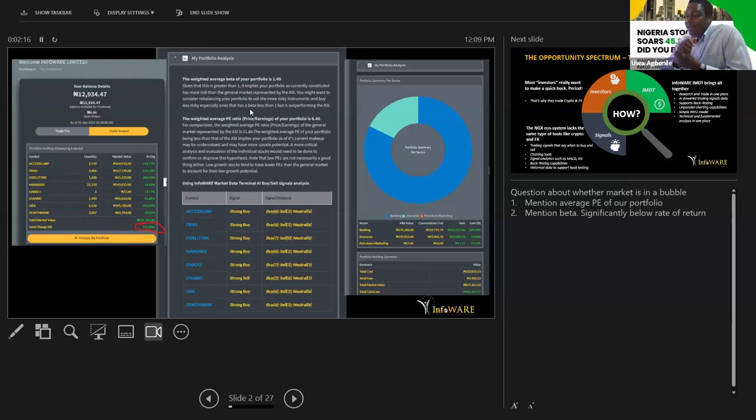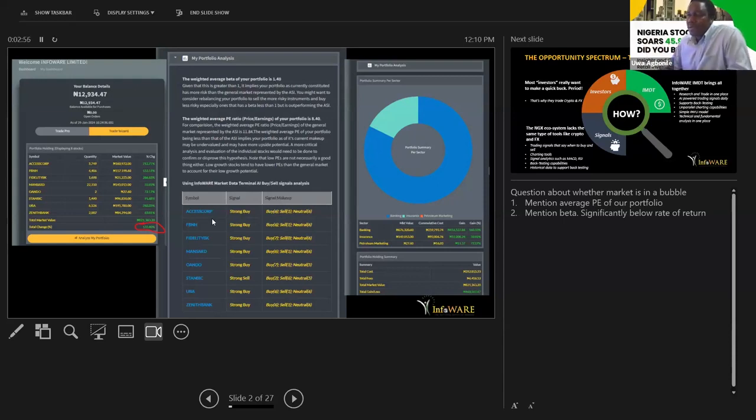Is there a bubble? I can't say. Those bubbles tend to be known after the fact. However, one of the interesting things our AI does to help answer that question is show the weighted average beta of the portfolio, which is 1.4. The benchmark is 1, which is the ASI. Greater than 1 usually means more risk, less than 1 means less risk. So we're carrying about 40% more risk than the ASI. However, we're doing 132%, more than double the return. So from a risk-return perspective, we're doing pretty well.